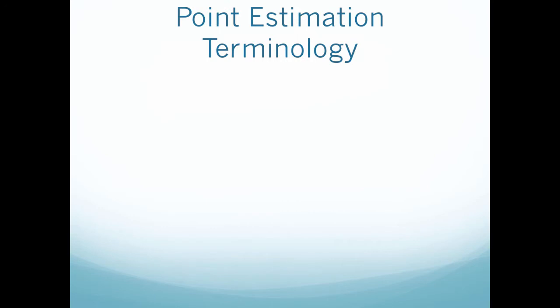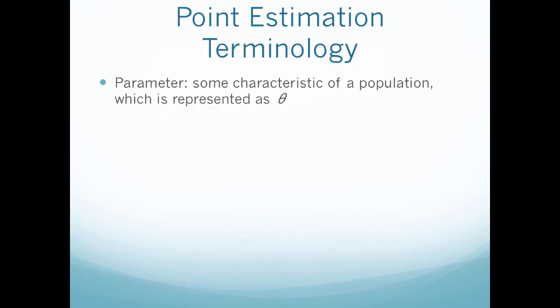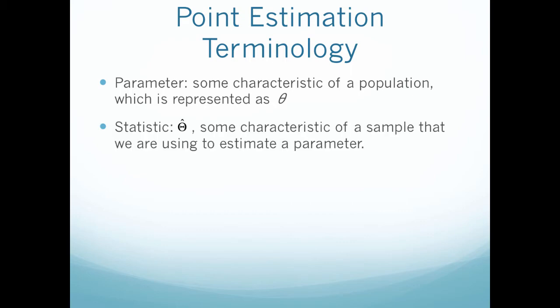There's a lot of new jargon and Greek letters that go along with point estimation, so let's take a minute to go over some of those. First of all, there's a parameter. A parameter is some characteristic of a population which is represented as the Greek letter theta. A statistic, which is represented by the capital Greek letter theta with the hat, is some characteristic of a sample that we are using as an estimate of a parameter.